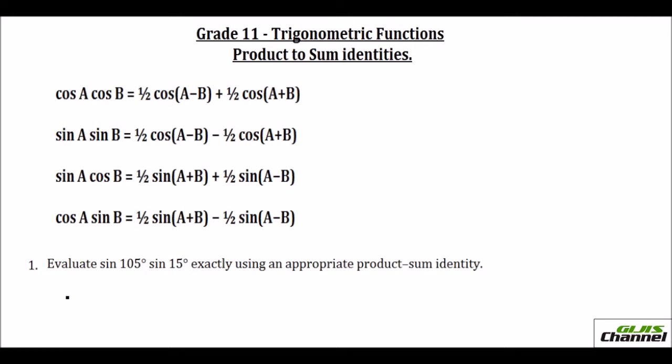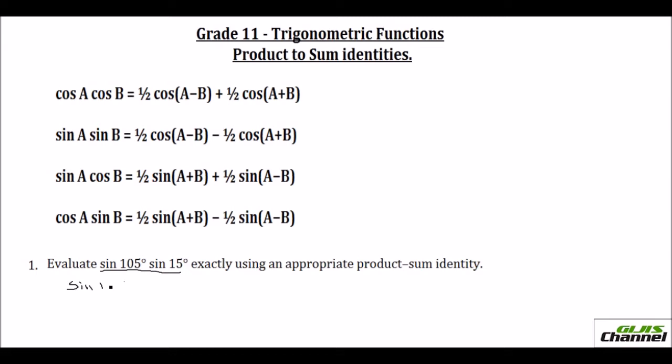The first one I have taken is the easiest one. They just ask you to evaluate sine 105 degrees times sine 15 degrees. So this is the sin A sin B formula. I said when it is sine both, the same ratio, you will have the answer in cos. Let me write that here.